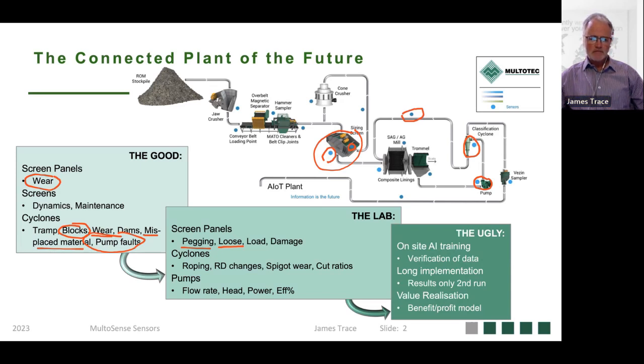The second aspect is the long implementation time. Sometimes you need to run through an entire life of a panel, and only then can you predict on the second run what's happening with that panel life. So those are two bad aspects. The third is finding value realization for the customers. Looking at the plant, where is the value in a report going to generate some benefit for the customer, and therefore benefit for us as a supplier.